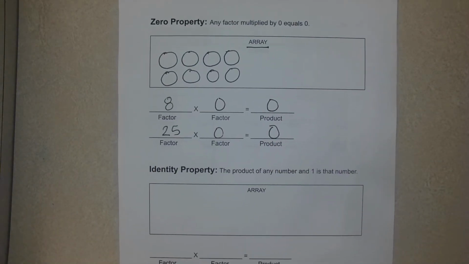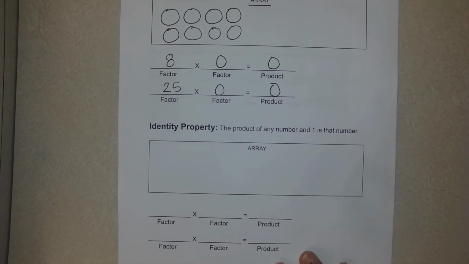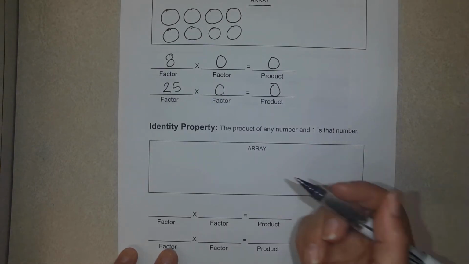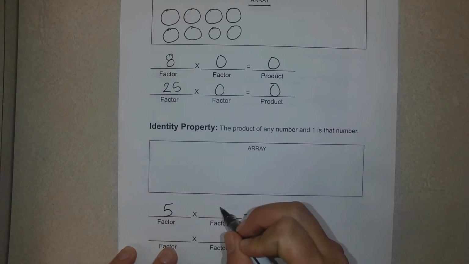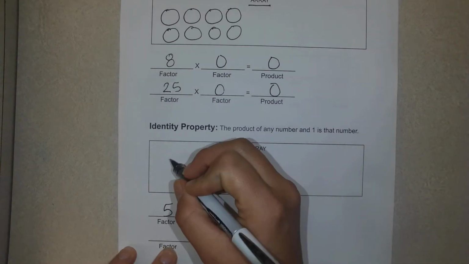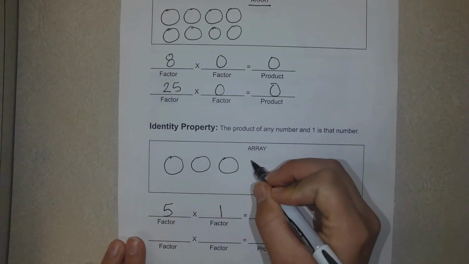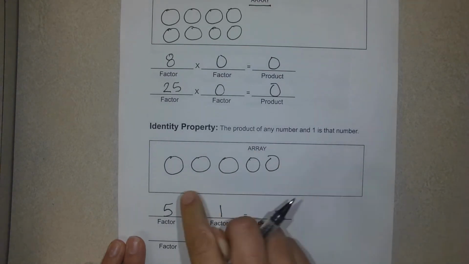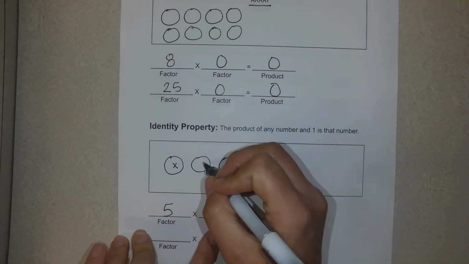Now, the next property I want to talk about is the identity property of multiplication, and that just basically says the product of any number and 1 is that number. So, let's say I have 5 times 1. I'm going to show another array, which is basically going to be 5 circles, or 5 groups, and in each group there's going to be 1.